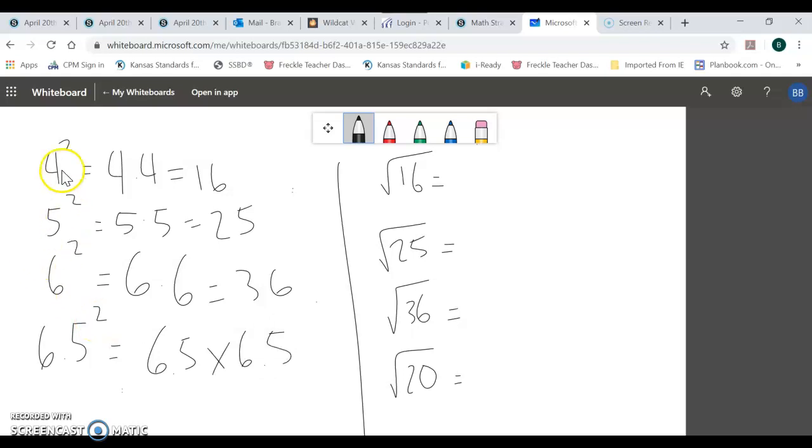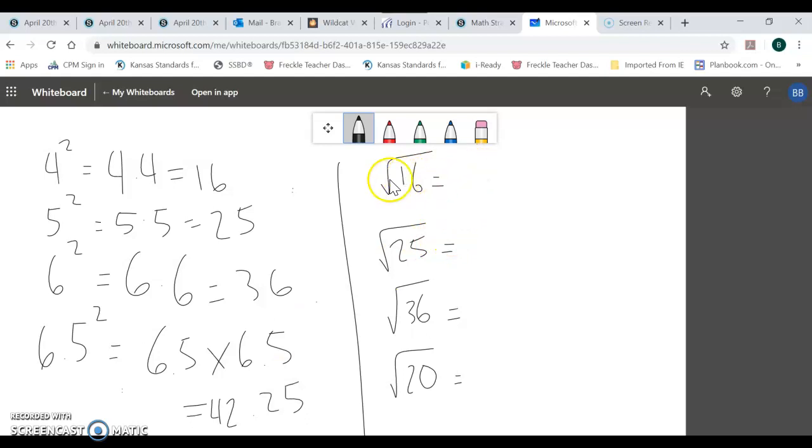Okay, so this is always consistent. It's 4 2 times, 5 2 times, 6 2 times, 6.5 2 times. Whatever the bigger number is, you write the whole thing and you write it 2 times. And then the multiplication is something that you can do in your head for the easier ones. And if it's a decimal one, I recommend you go ahead and use a calculator to find the answer.